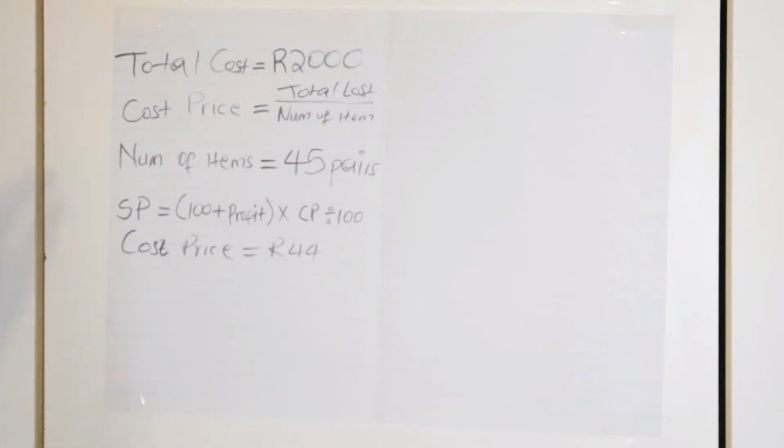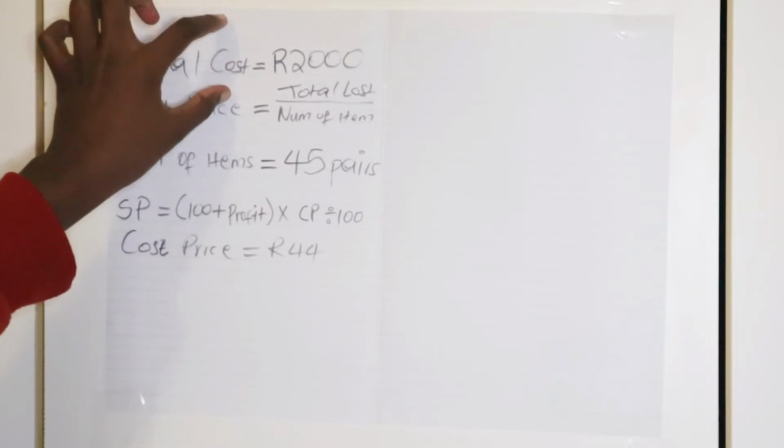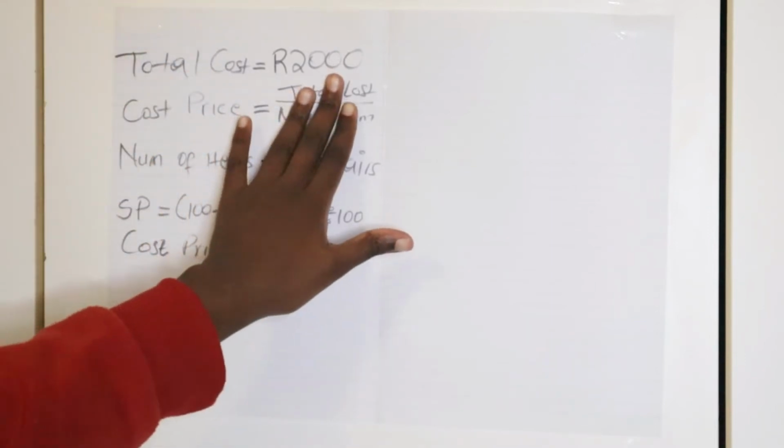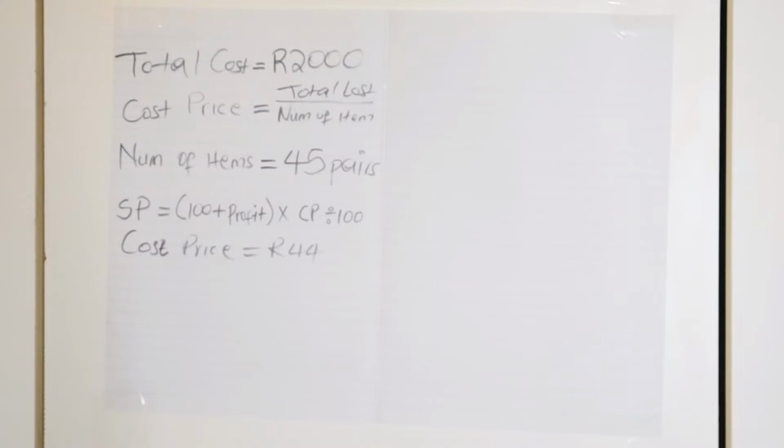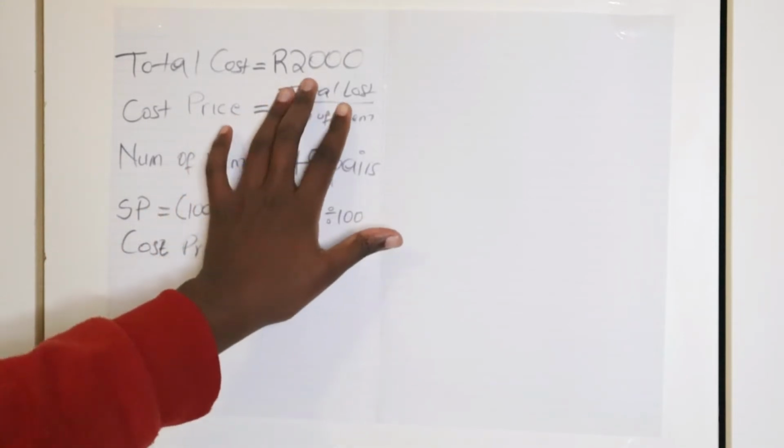So how do you figure out your total cost? Your total cost is everything: your items, your shipping cost, your packaging cost, your time cost, everything that we talked about at the beginning of this video. And then the number of items that you have bought. How many items did you buy with this 2000 rand?